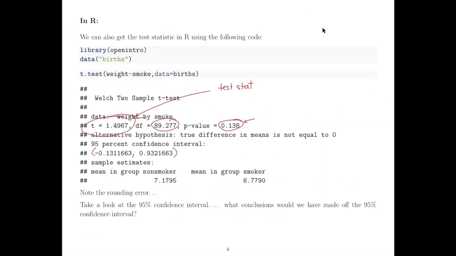Again, maybe I should just say here, what conclusions would you make off the 95% confidence interval? Based on 0 being in that interval, I would say that 0 is a plausible value for the difference. So just looking at that, I can say that there's no evidence to suggest at the 95% confidence level that there is a difference between the birth weights of the babies born to smokers versus non-smokers.